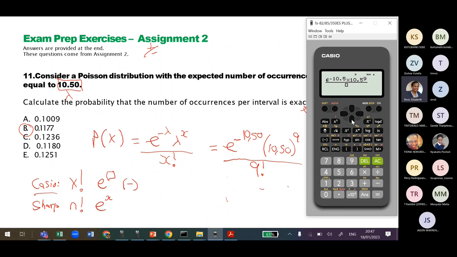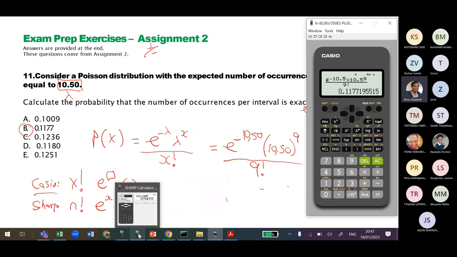And you use your down arrow to go to the bottom. Then you need to press 9 and shift, and your x factorial is on the x to the power of negative 1 button. You press the x factorial and then press equal. So you can see that this equation is the same as the equation that we have written.